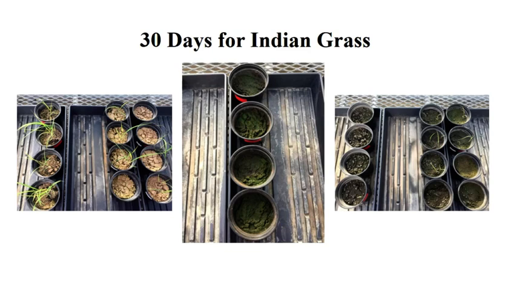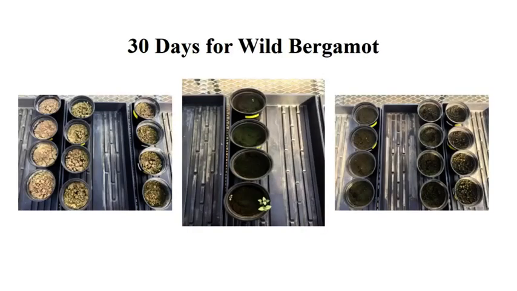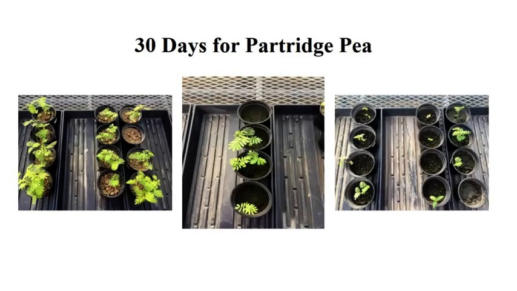For the Indian grass, we can see the slurry on the soil surface has more vegetation than the slurry mixed with soil, and in the middle is still the control one. Next is the wild bergamot, where not many species germinate, and we can see some plants in the control arm. Last one is the partridge pea. We can see the slurry on the soil surface has more vegetation compared to the slurry mixed with the soil.